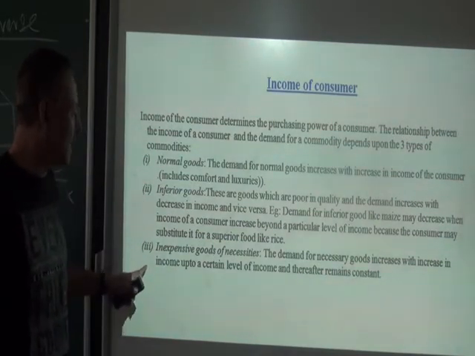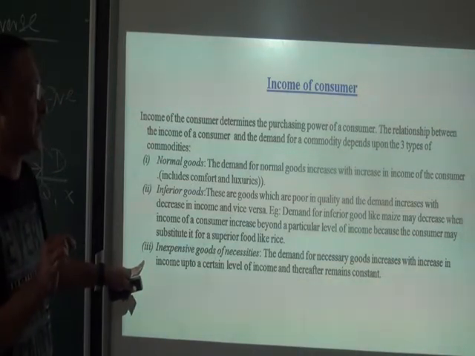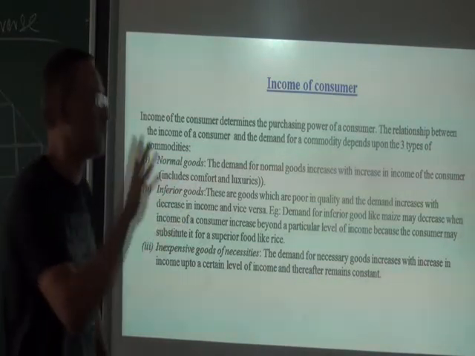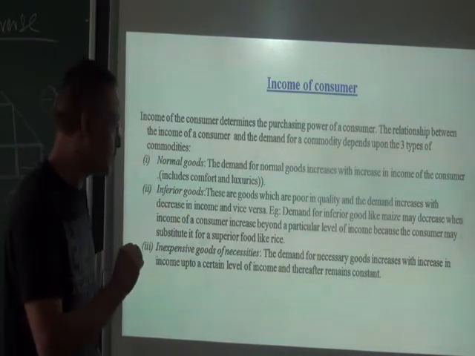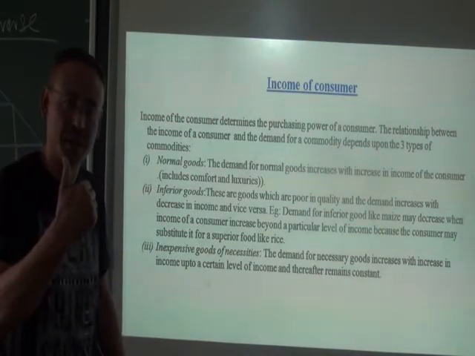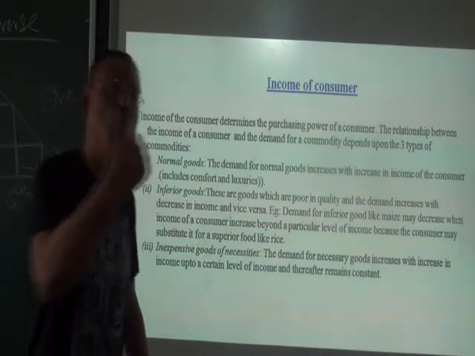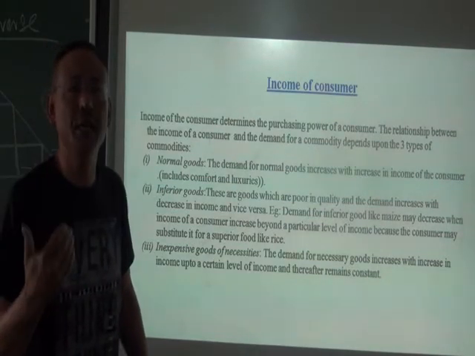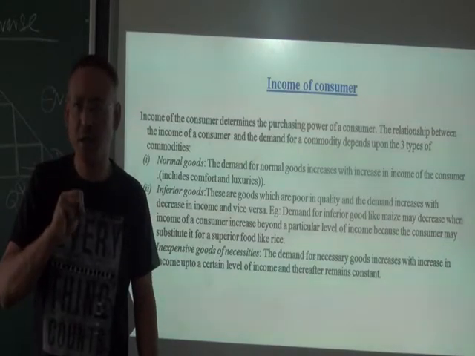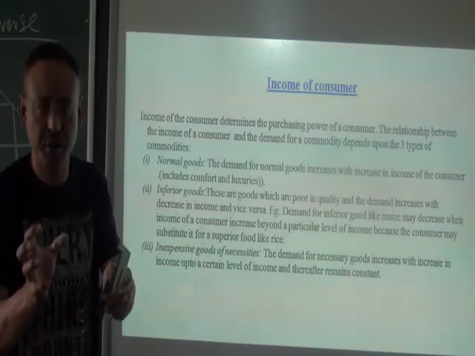The third one is inexpensive goods of necessity. Inexpensive good but necessity good. What is it? Example, salt. Salt is inexpensive good but a necessity good. Here what happens is, as your income increases, your demand will increase. Thereafter, up to a certain limit. When your income increases more, then your demand will not increase, it will remain same. Let's say for example salt. A daily wage worker may buy 250 grams of salt every week.